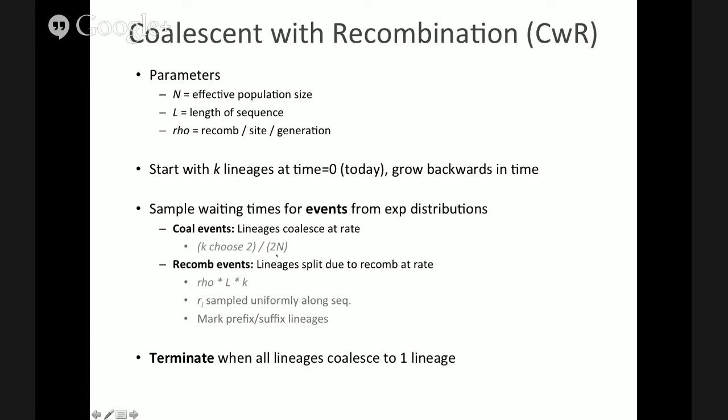So this is the same rate that you see in the coalescent model. And recombination rates are just this rate rho times how many lineages are currently present in the length of the sequence. And this process continues until you get down to one lineage, at which it terminates.